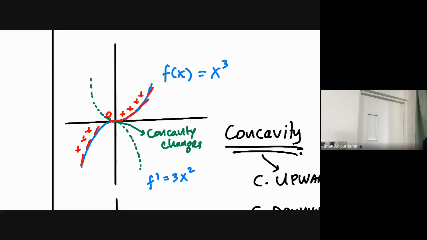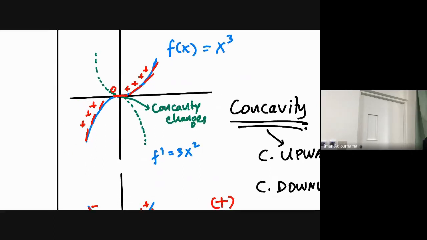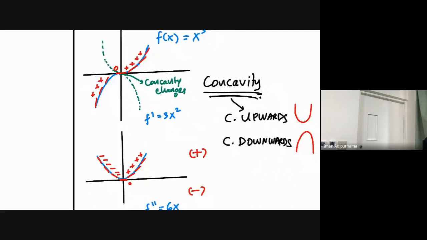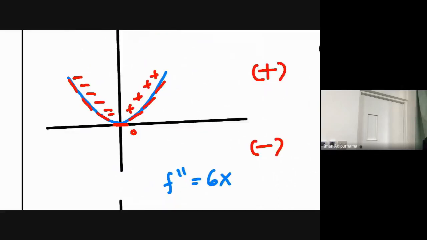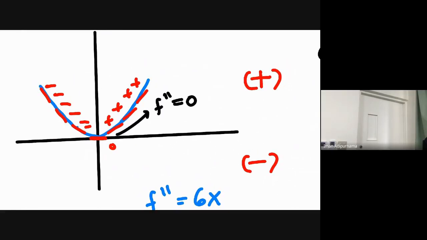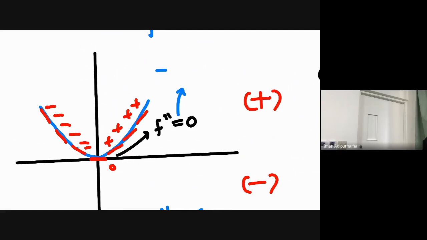And we will know the change from the f double prime. So let me draw here. If you see here, this is f double prime equals 0. At this point, if you see from the graph, it changed from negative to positive.